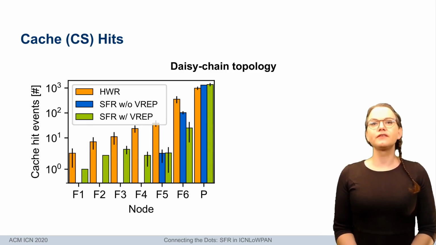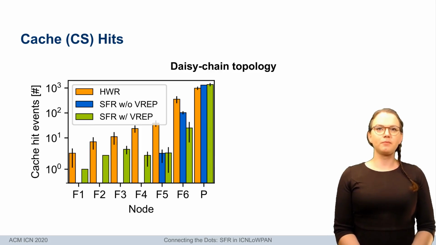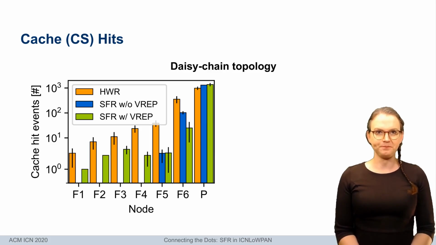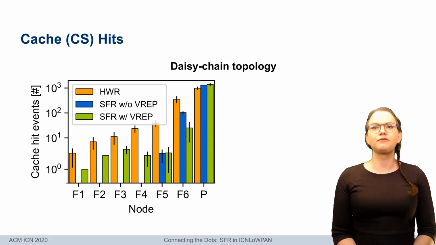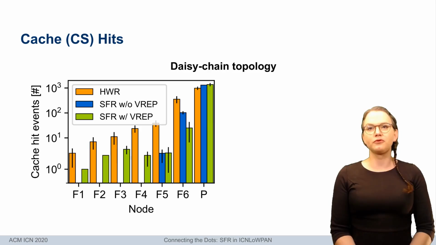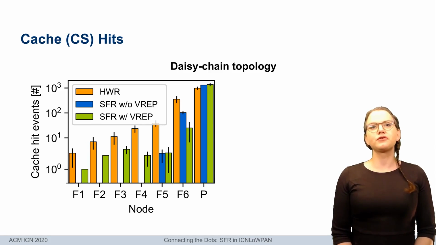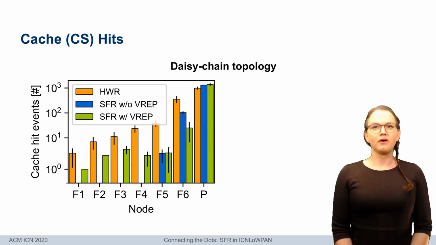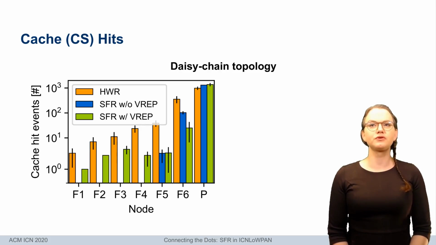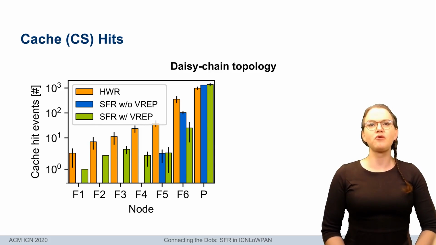Looking at the content store hits, so when an interest is served by the cache rather than the producer application, we only compared the behavior within the daisy chain topology. The figure you can see plots the nodes within the network, consumer C and forwarders F1, 2, etc., marked on the x-axis. F6 is closest to the producer, F1 is closest to the consumer. The number of content store hits at each of the nodes is on the y-axis. Hopwise reassembly is seen in orange bars, selective fragment recovery without the virtual reassembling endpoint extension in blue bars, and selective fragment recovery with the VREP extension in green.